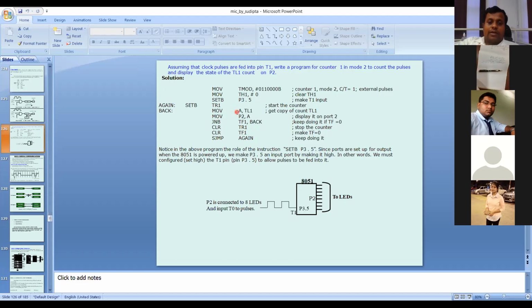MOV A, TL1. MOV P2, A. JNB TF1, back. CLR TR1, CLR TF1. Then jump again, means jump from this line to this line. Mode 1, I am clearing this also. Yes. Because I stop the counting. Again start the counting. Because whenever counting is going on in that particular time, it will not be displayed. That's why I am again starting from the beginning. I am always starting from 0 for counting, nothing else.